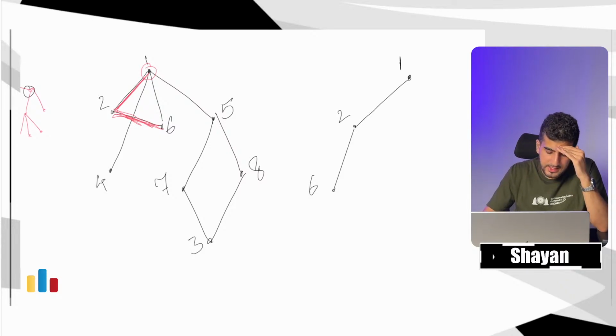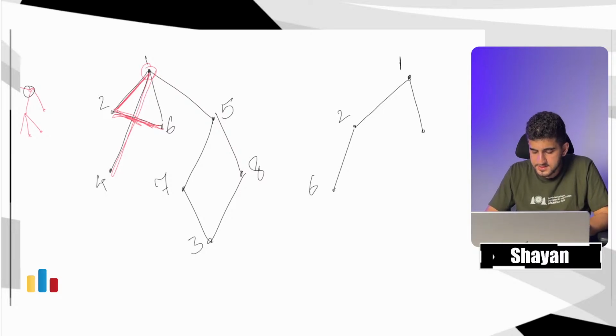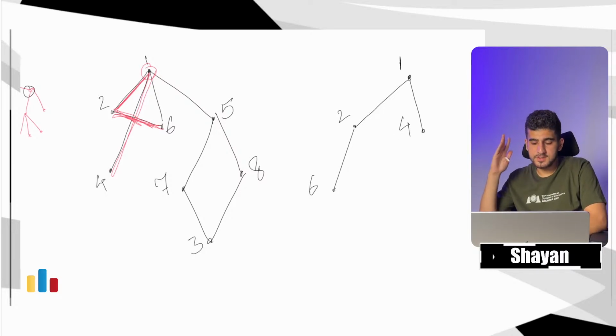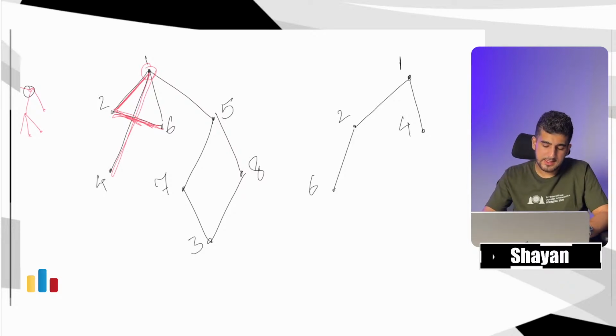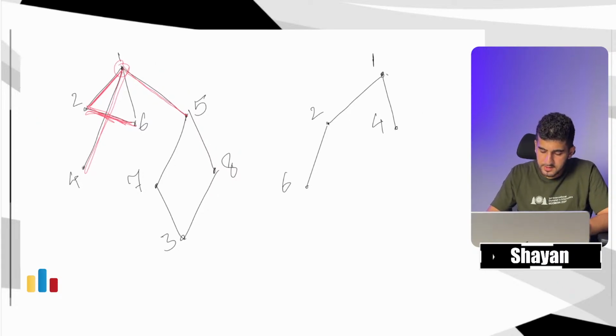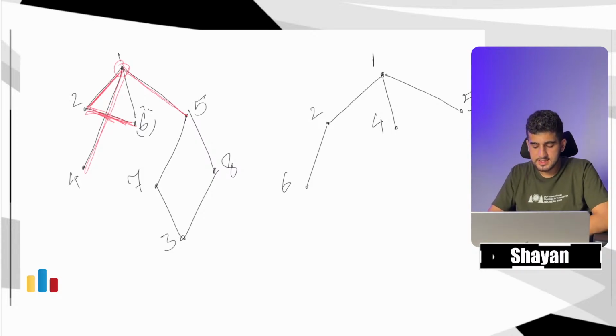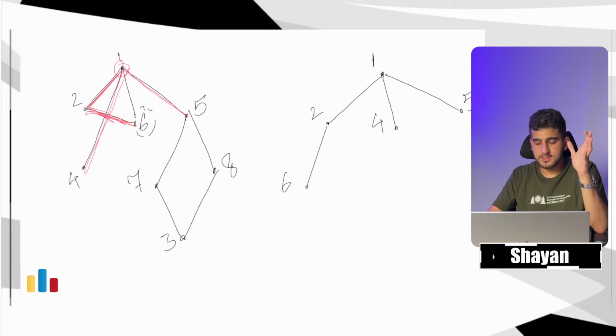Then from 1 again I can go to 4. So I put 4 in here. DFS of 4 is called from 1. Again from 4 there's nothing else I can call, so I come back. Then I will call DFS of vertex 5 from vertex 1. So vertex 1 will also call vertex 5. And you see that vertex 1 will not call vertex 6 anymore because it was called once before. 6 is called by 2. So 1 will not call that anymore because it is now visited.